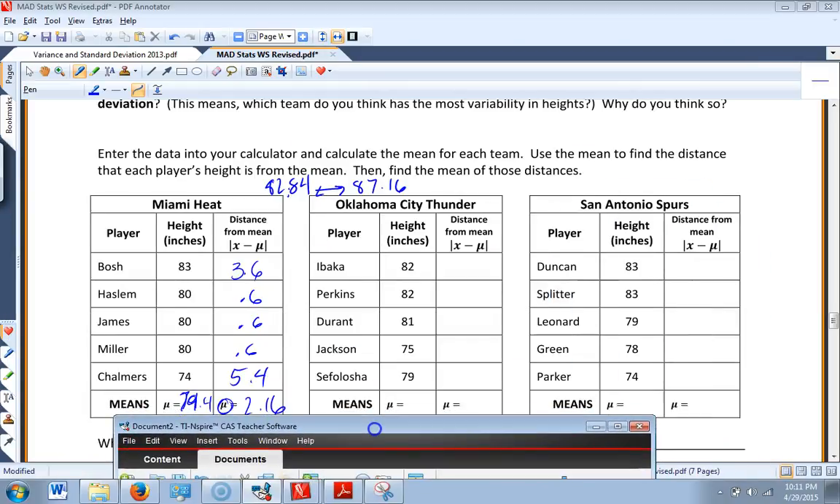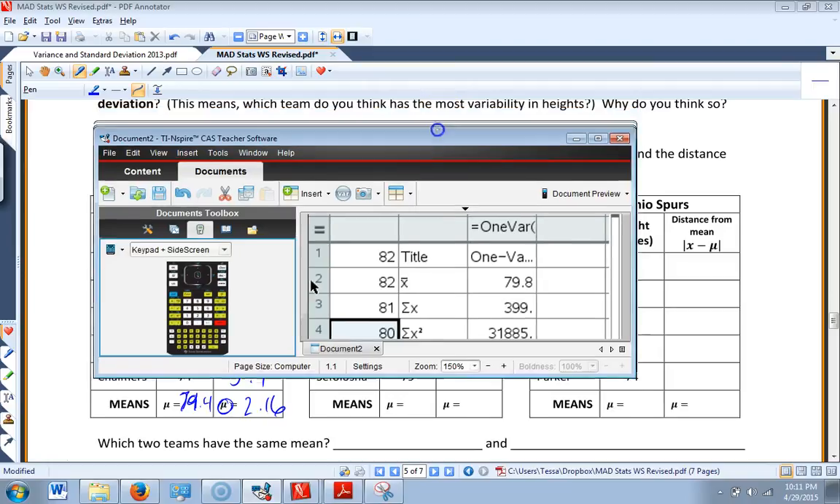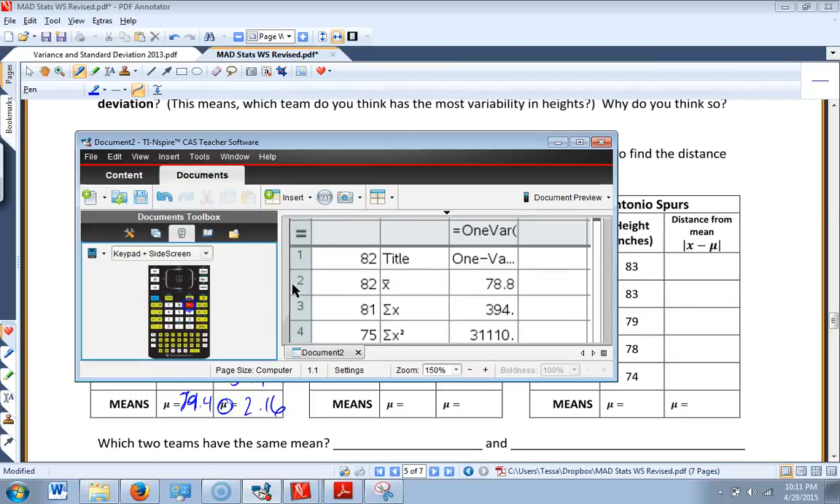So I have 82, 82, 81. So I can just change these numbers. I don't even need to do anything else. So 82, 82, 81, sorry it's so small, and 75 and 79. Okay, and you'll see it recalculated everything for me. Okay, so now the mean for this data set is 79.8.